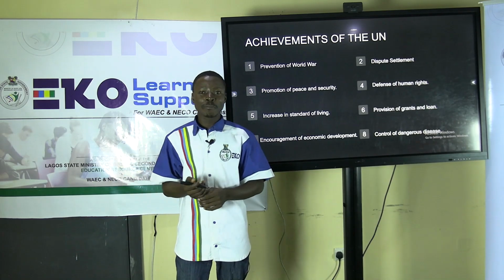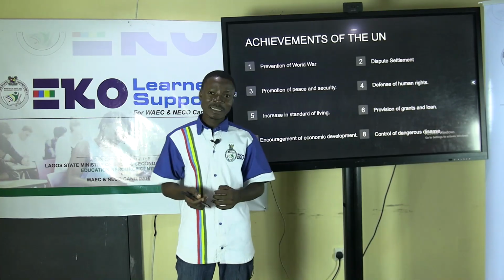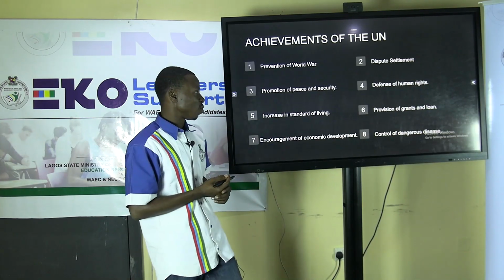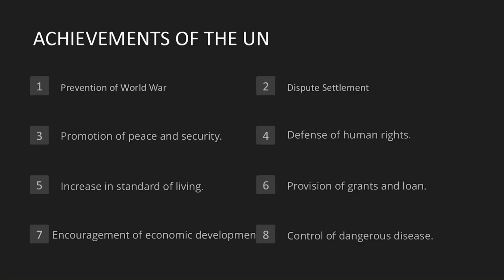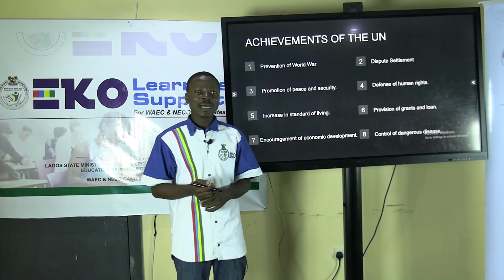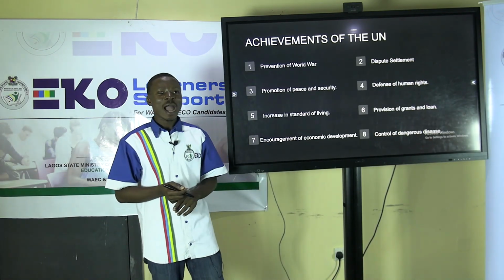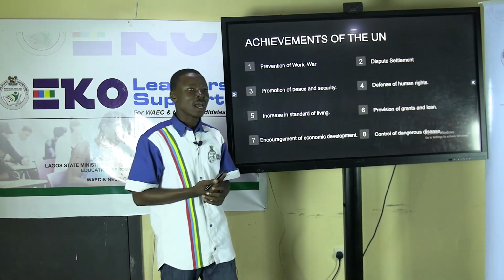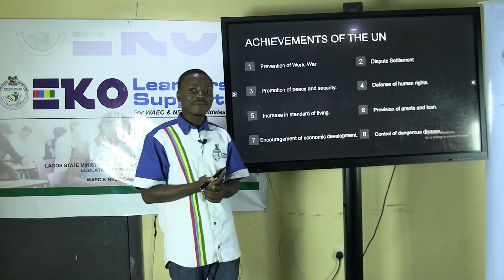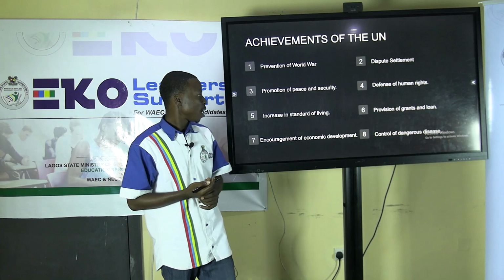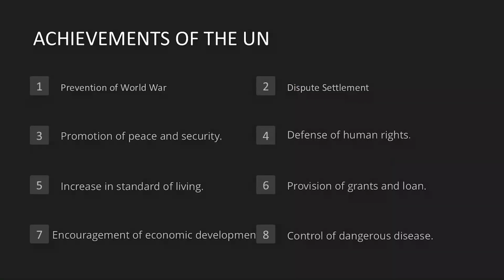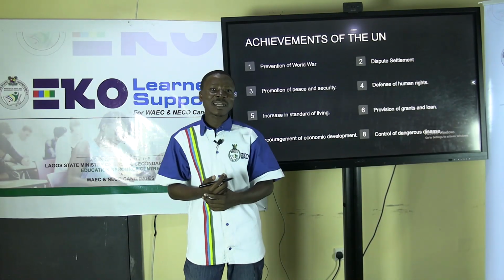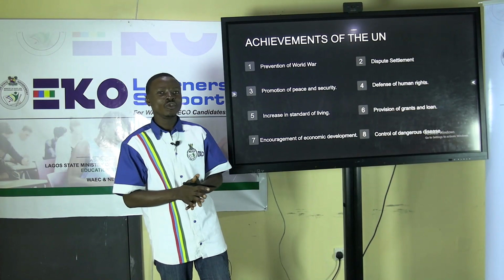There has been relative prosperity and increase in the standard of living of people around the world, and also provision of grants and loans through its specialized agencies like the World Bank, which is formerly known as the International Bank for Reconstruction and Development, and also encouragement of economic development among nations and exchange of trade and financial activities around the world, and also control of dangerous diseases and maintaining good well-being and health of people around the world through the activities of the World Health Organization and UNICEF.